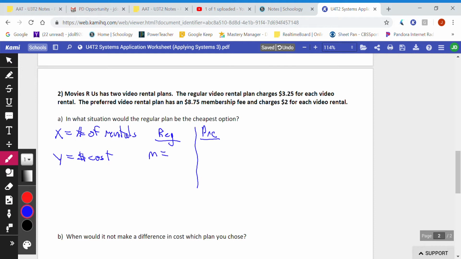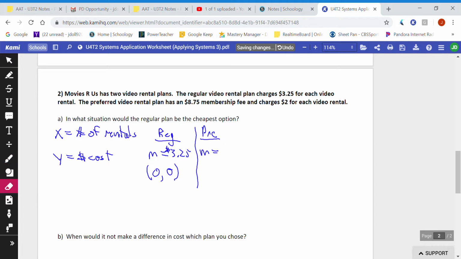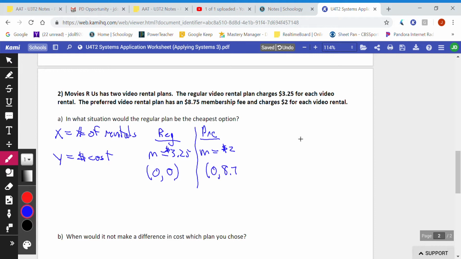So in the regular plan, you can see my rate of change is $3.25, and there is no fee to sign up. So if I rent 0 videos with the regular plan, I will pay $0. But with the preferred plan, oops, I'm sorry, I'm getting myself mixed up there. That is not the rate of change. The rate of change is only $2. My cost is only $2 per video, but if I rent 0 videos, I still have to pay $8.75.